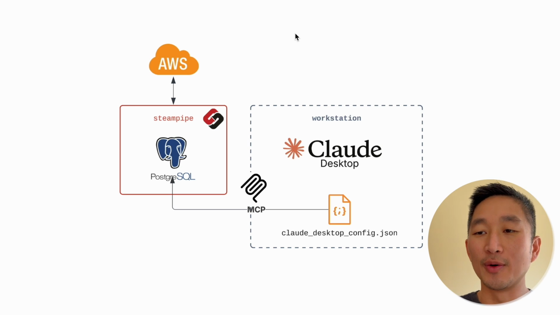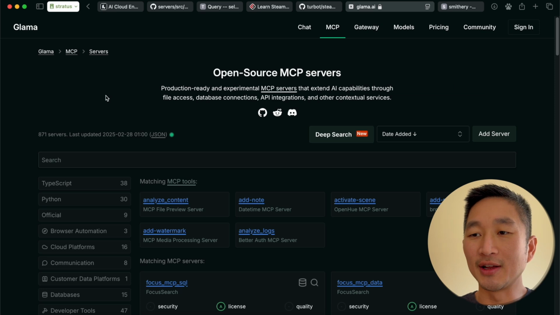There are a couple of open source MCP resources that I found quite useful. One is Glama and the other one is Smithery. So give those a look.